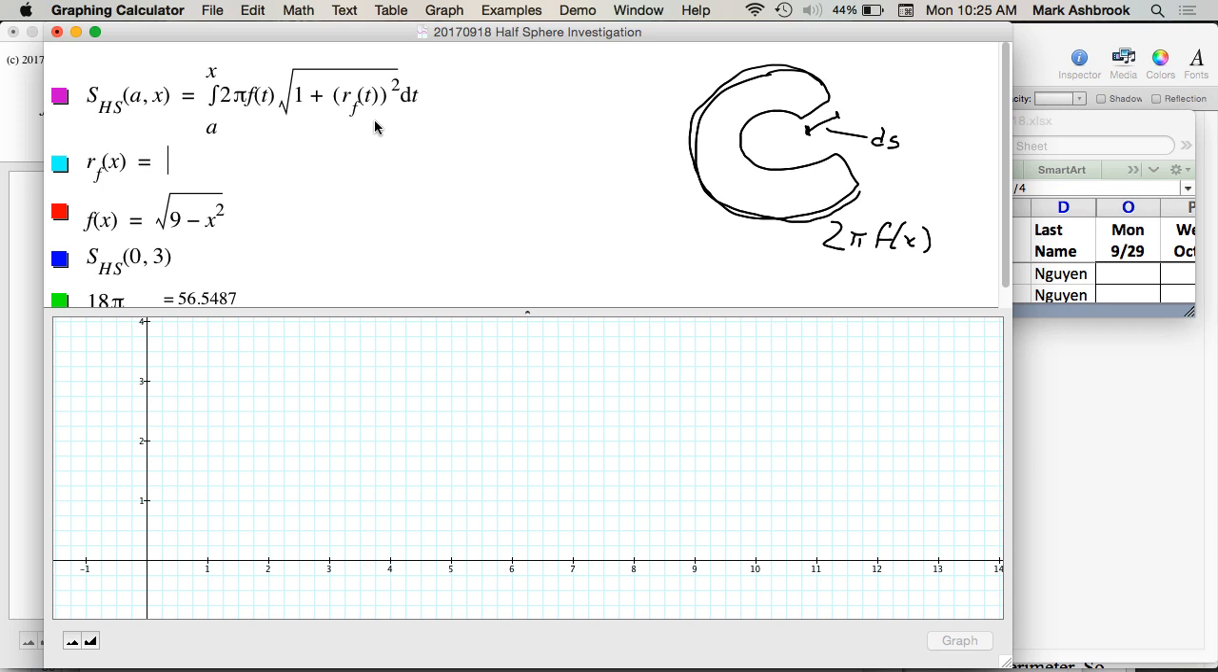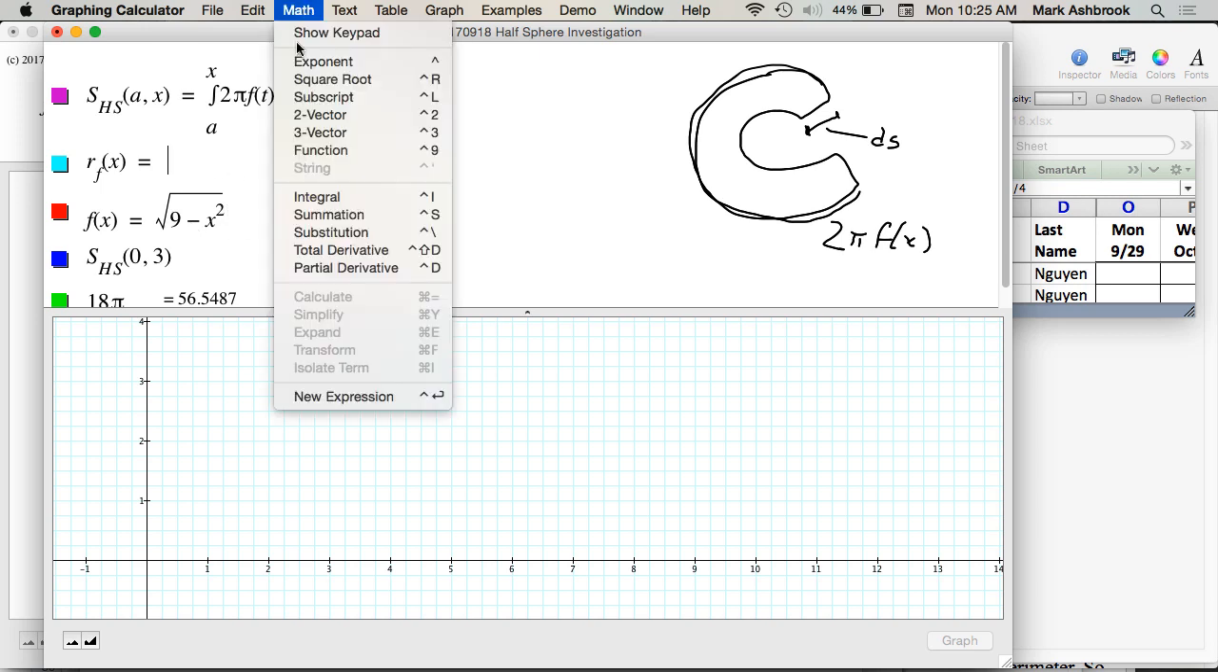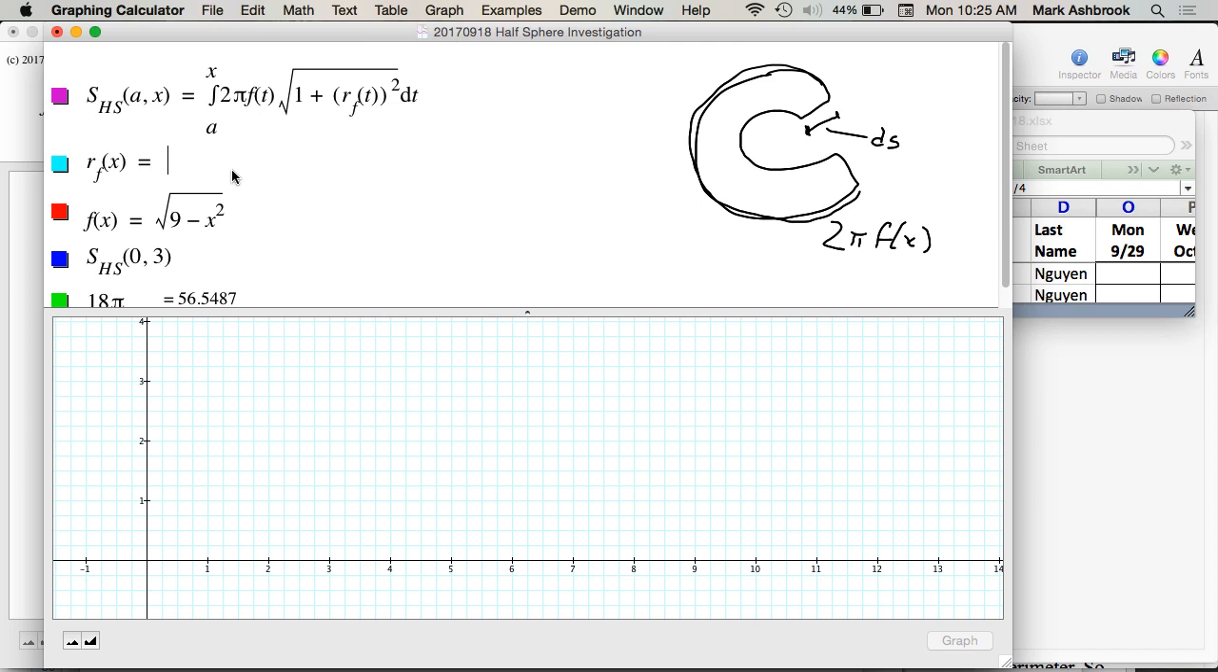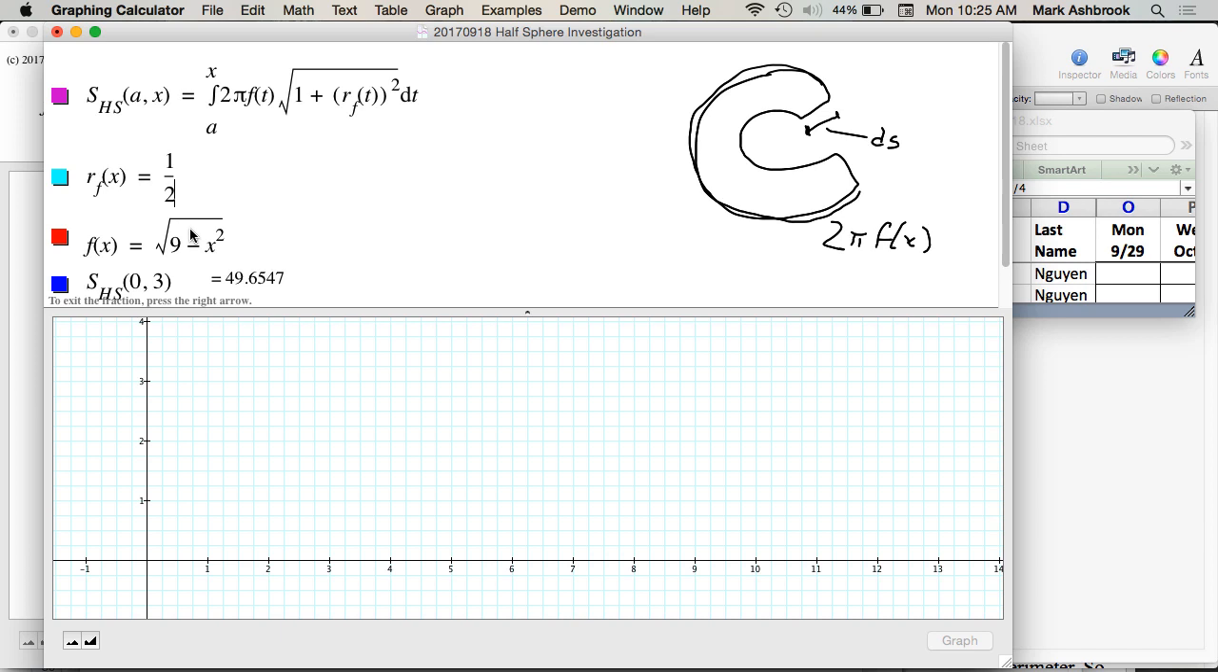And what is that? We could do that manually if we wanted. We could use the chain rule. Let's do the chain rule. What is the chain rule here? It's going to be 1 half times 9 minus x squared to the negative 1 half, and in the denominator. Remember your chain rule, don't forget. Then times the derivative of the inside, negative 2x.